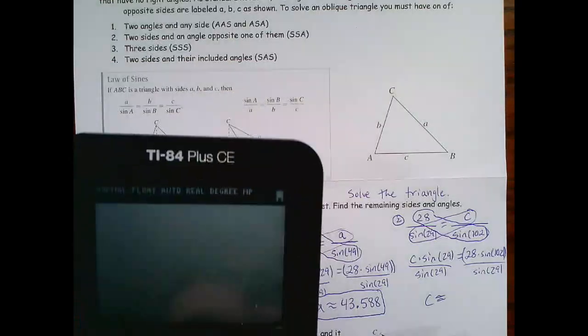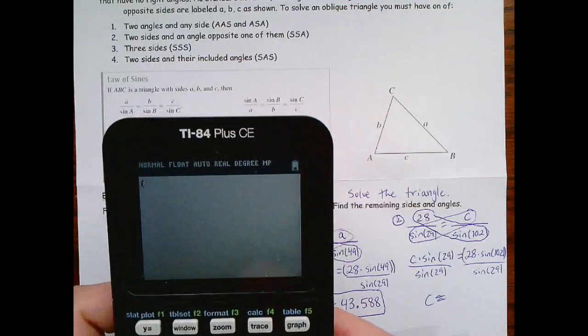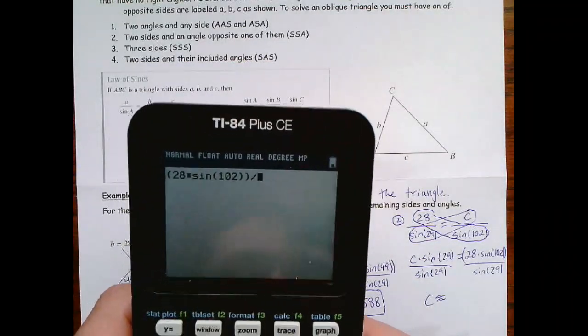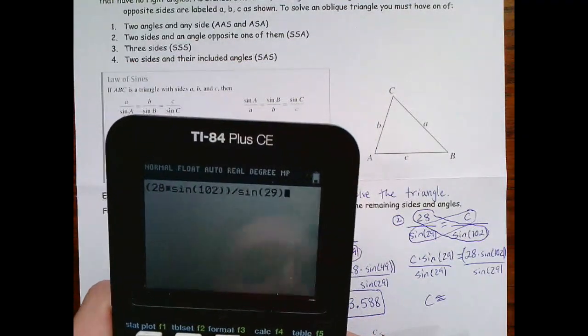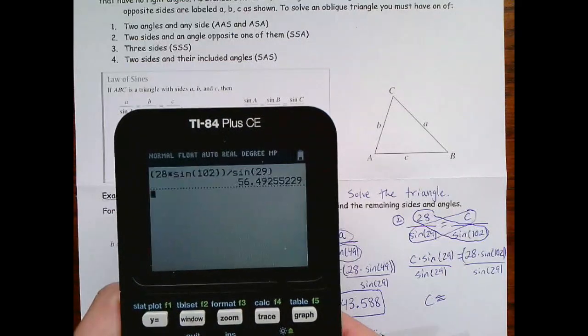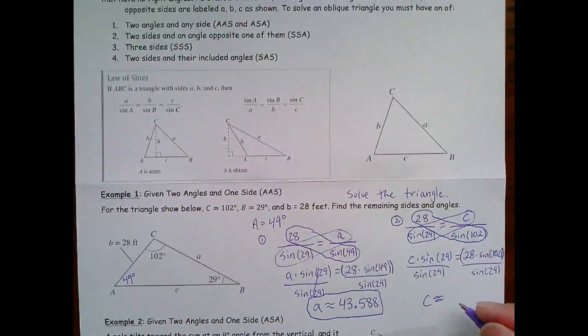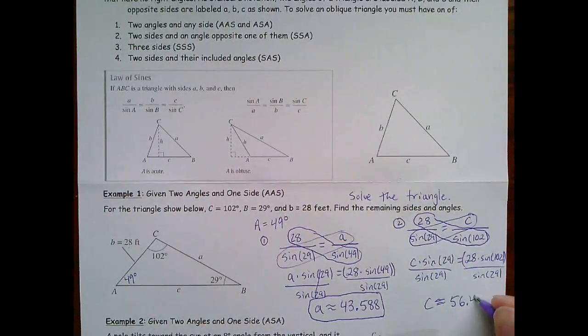All right, so let's go parenthesis 28 times sine of 102, divided by sine of 29. All right, hit enter. 56.493.